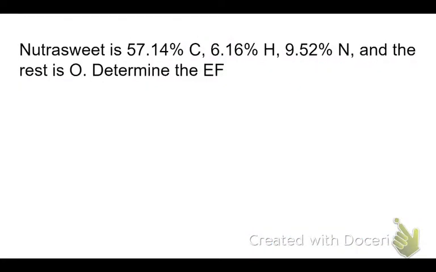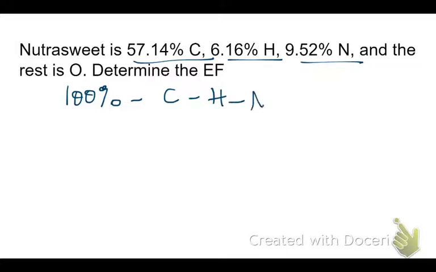All right, I would like you guys to try this one on your own. As a tip, it says the rest is oxygen. And remember that it's out of 100%. So out of 100% means we can take 100% and subtract the carbon, the hydrogen, and the nitrogen in order to find our percent that's missing for oxygen. And then we do the same thing: percent to mass, mass to moles, divide by the smallest, multiply till whole.